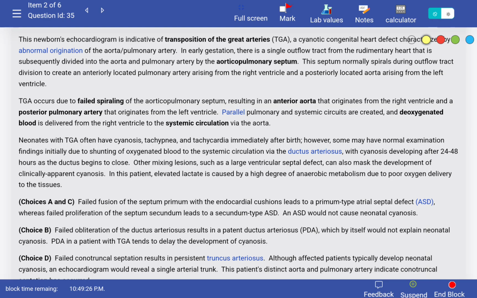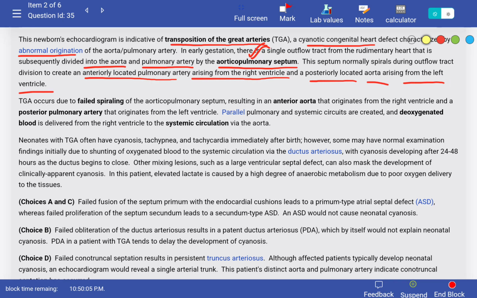So they're saying this newborn's echocardiogram is indicative of transposition of great arteries, TGA, a cyanotic congenital heart defect characterized by abnormal origination of the aorta or pulmonary artery. In early gestation, there is a single outflow tract from the rudimentary heart that is subsequently divided into the aorta and pulmonary artery by the aorticopulmonary septum, right? This septum normally spirals during outflow tract division to create an anteriorly located pulmonary artery arising from the right ventricle. This is the normal phenomenon. And posteriorly, there would be the aorta arising from the left ventricle, right?